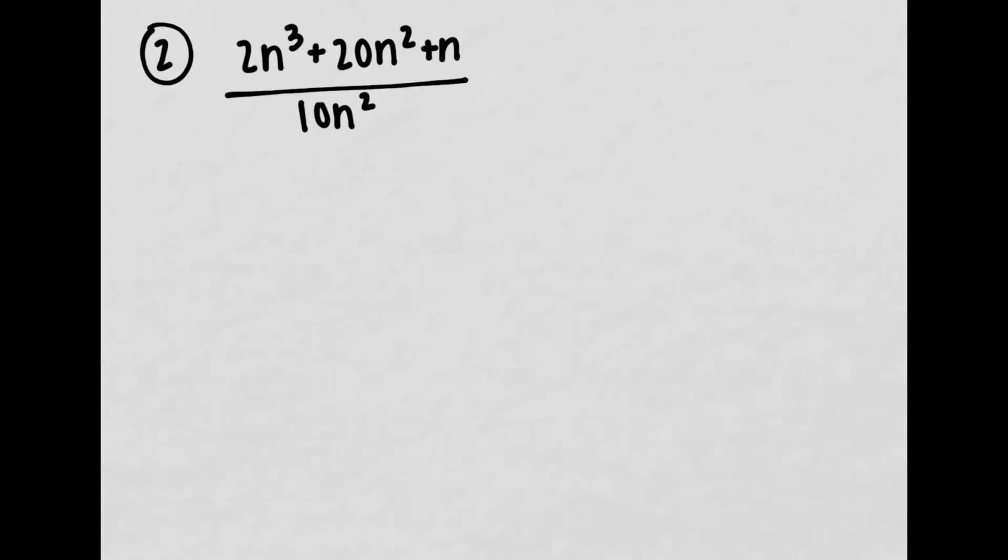So the second example is 2n cubed plus 20n squared plus n all over 10n squared. So again, this is written a little different. It's written as a fraction, but all a fraction is, is a division problem.